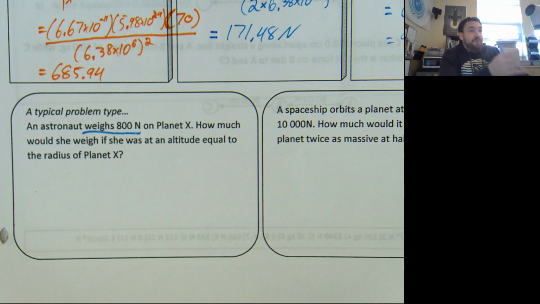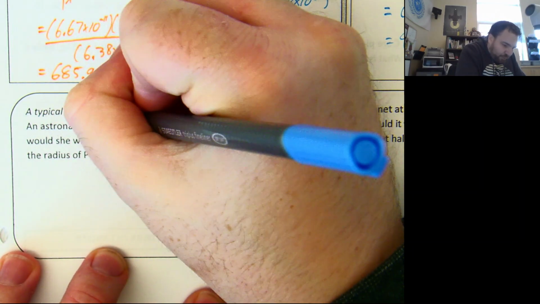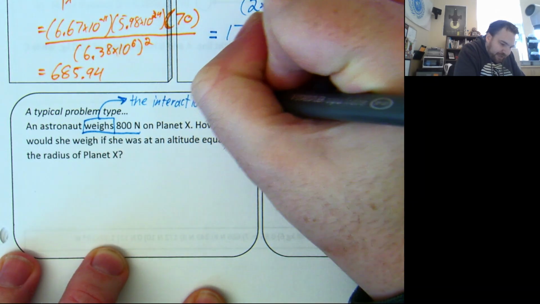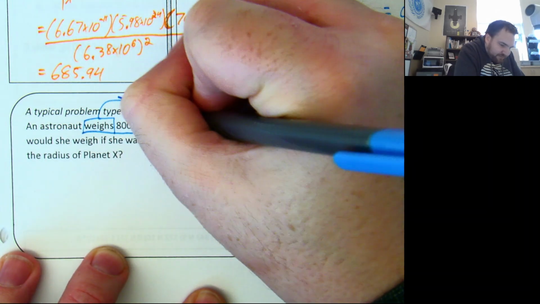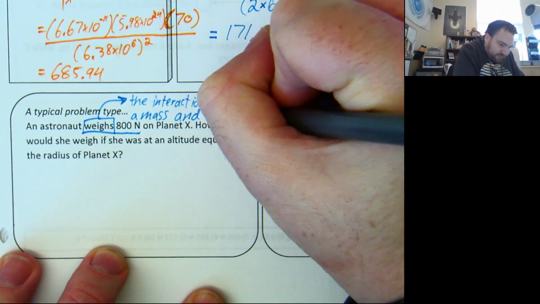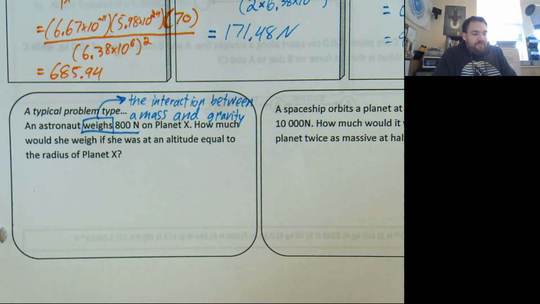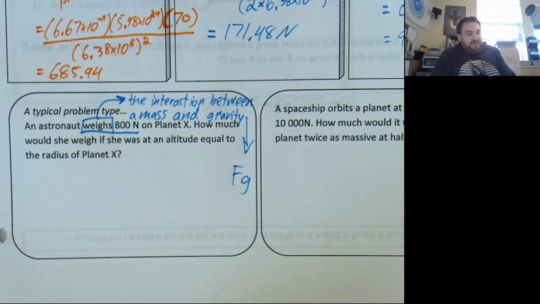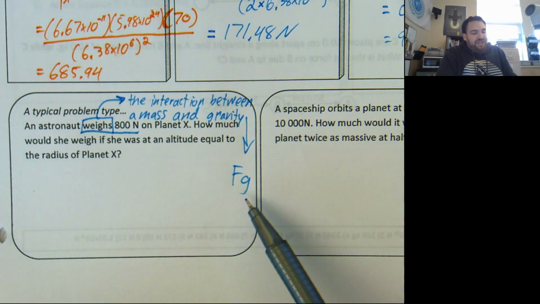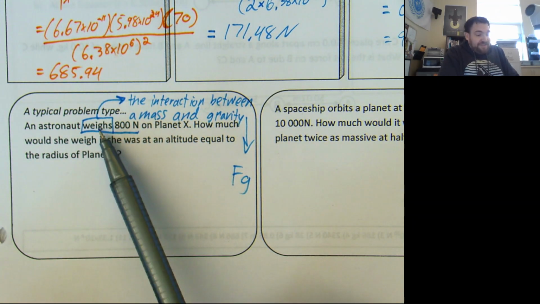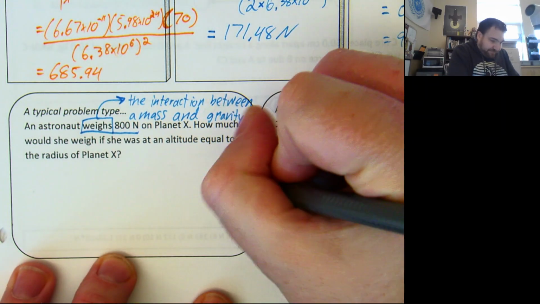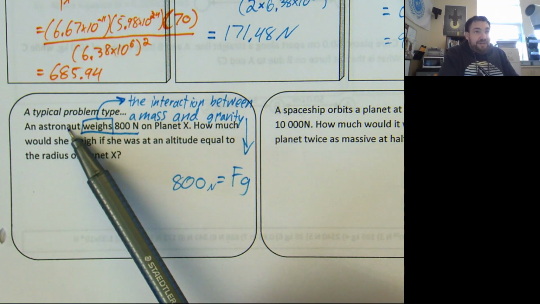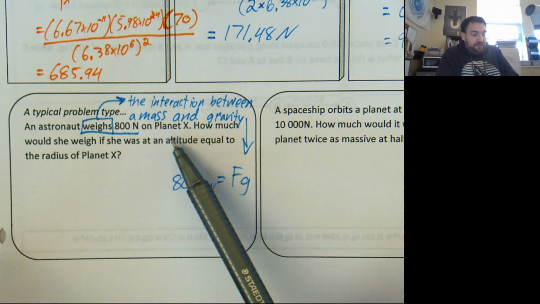Your weight, though, is allowed to change. Your weight, this word weight, or weighs, is the interaction between a mass and gravity. That is what weight is. We call this FG. The interaction between a mass and a gravitational field is FG. So when this says weighs 800 newtons on planet X, what they're giving you is the force of gravity this astronaut is experiencing at some location in the universe. That's their FG, somewhere.